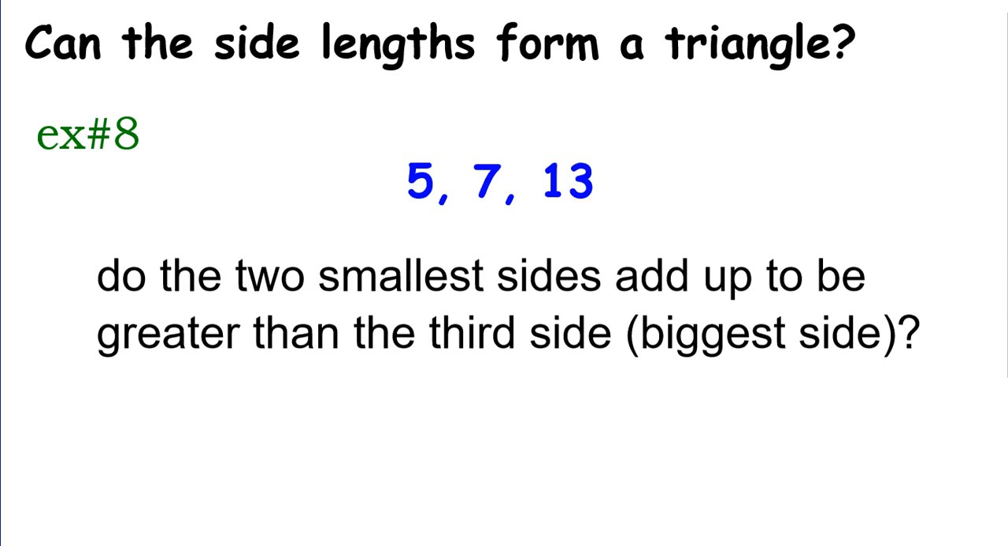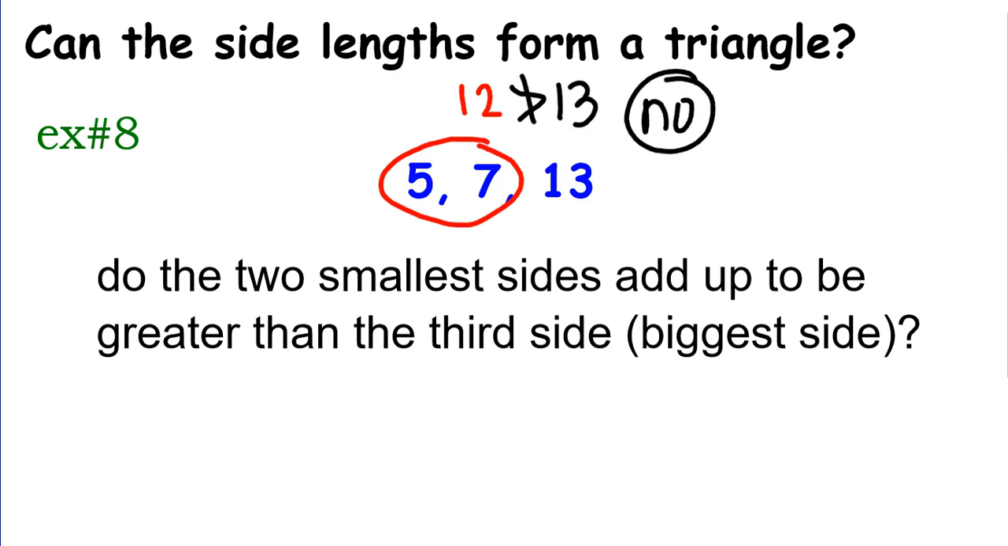So take your two smallest sides and add them together. 5 plus 7 are the two small sides. Add them together to get 12. Is 12 bigger than 13? No. So then it can't form a triangle. 12 is not greater than 13. So no, these side lengths cannot form a triangle.